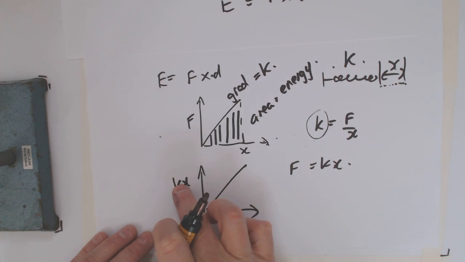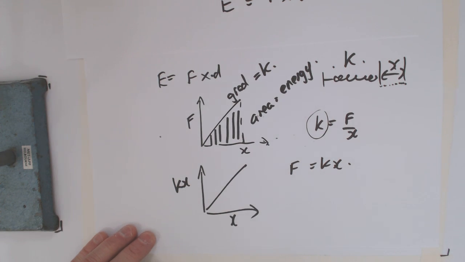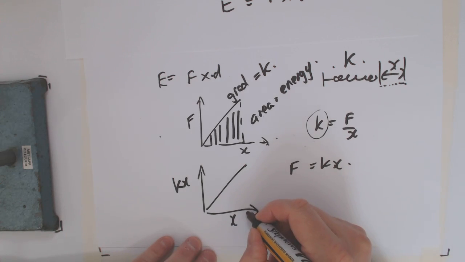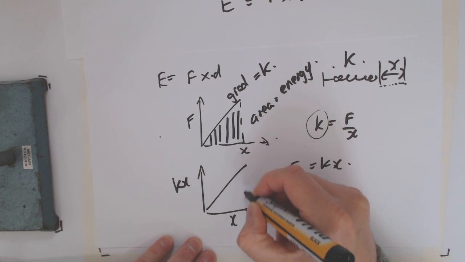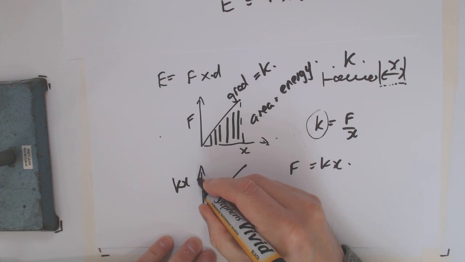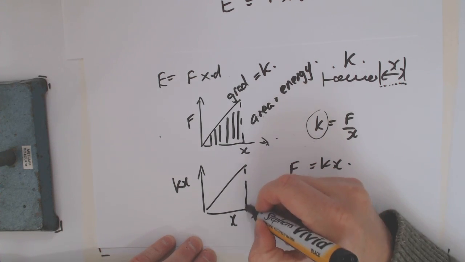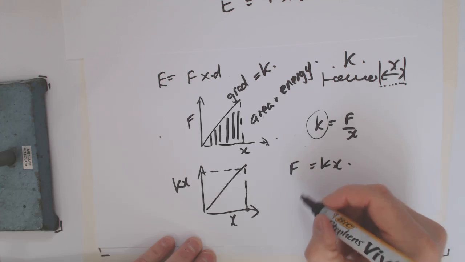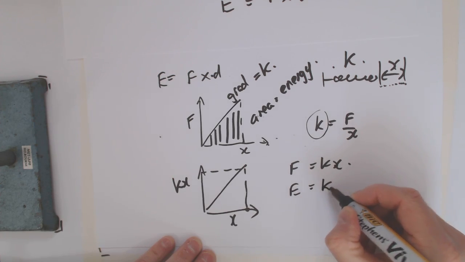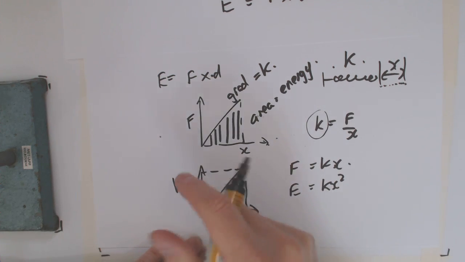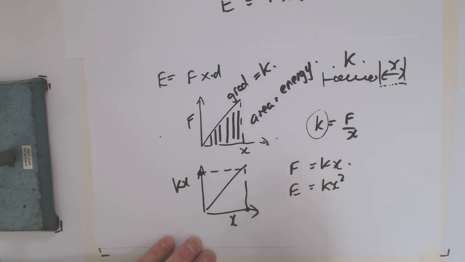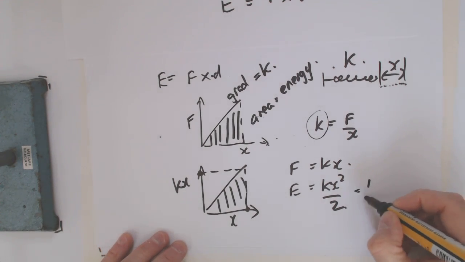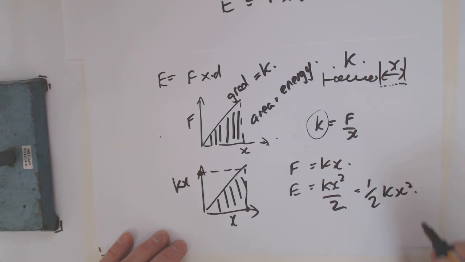So the energy is Kx times x, right? If you've stretched the spring this far, x, and this is equal to Kx. So the actual energy is going to be equal to Kx squared, Kx being this point here, x being this point here, but we only want half of it, so we divide by 2. So the energy to stretch a spring is equal to half Kx squared.